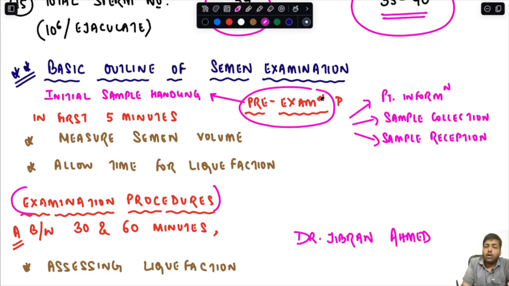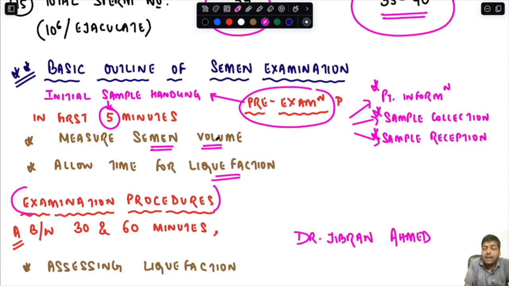What is done in the pre-examination stage? The patient information, which is very important, sample collection and sample reception, as we had already seen in the report: the sample collection date and time, and at what time it was received in the lab. Then initial sample handling. This means what is done in the first 5 minutes of reception of the sample: you should measure the semen volume and allow time for liquefaction.